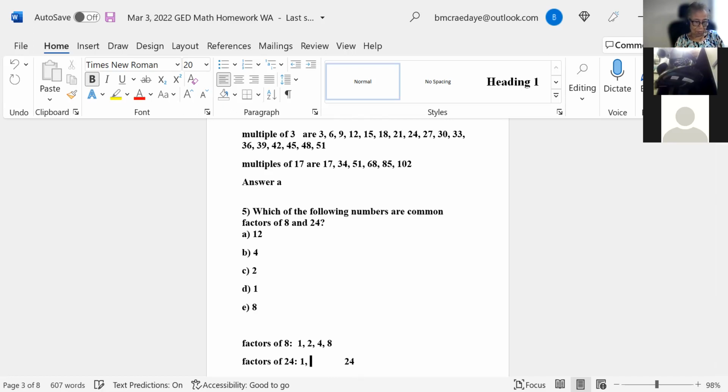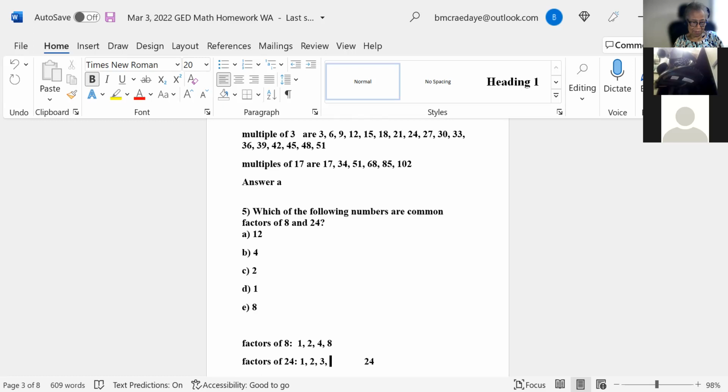What's the next one after 1? After 1 is 2. That's right. 2 times 12. What's next? Let's see, 3 times 8. That's right. Very good. So 3 is a factor. Anything else? One, two, three. What else?